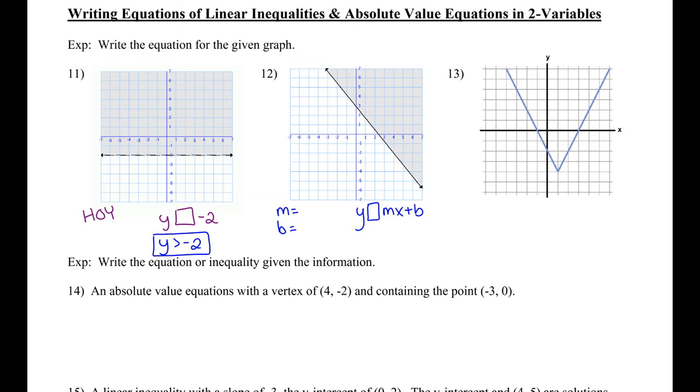13 is our absolute value graph, so it is in the form y is equal to a times the absolute value of x minus h plus k. And I'm going to identify some parts here. So the first thing I'm going to find is the vertex, which is at the point 1, -4. I am then going to find the slope, which takes me up 2, over 1, up 2, over 1.